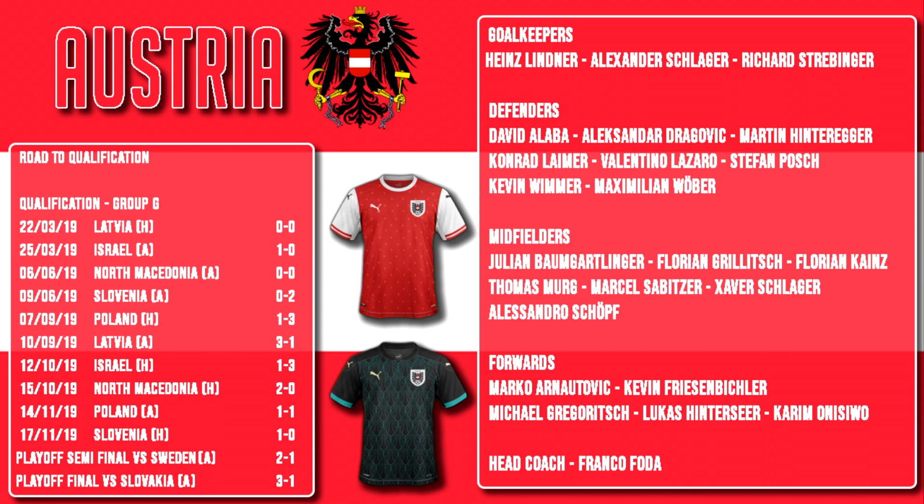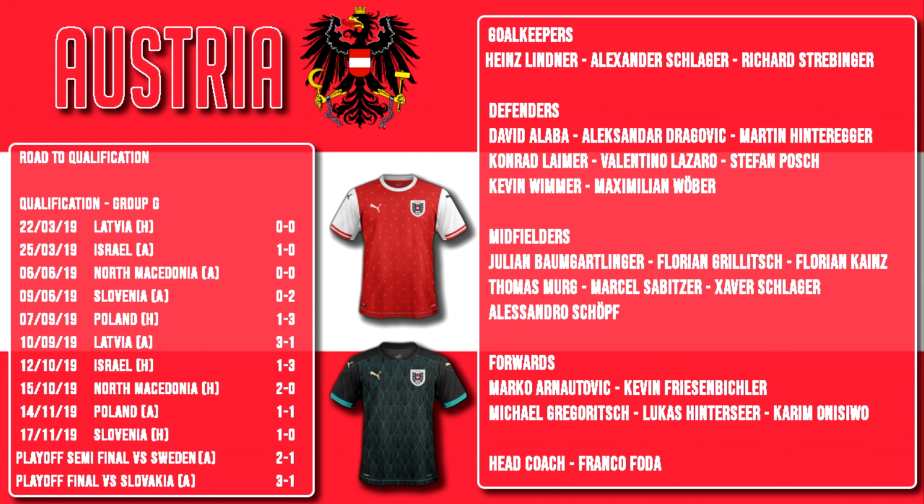But the Austria squad looks like this: the 3 goalkeepers Heinz Lindner, Alexander Schlager and Richard Strebinger. The defenders, you have David Alaba, the Bayern defender, Alexander Dragovic, Martin Hinteregger, Konrad Laimer, Valentino Lazaro, Stefan Posch, Kevin Wimmer and Maximilian Wöber. 7 midfielders picked for the squad: Julian Baumgartlinger, Florian Grillitsch, Florian Kainz, Thomas Murg, Marcel Sabitzer, Xaver Schlager and Alessandro Schöpf.